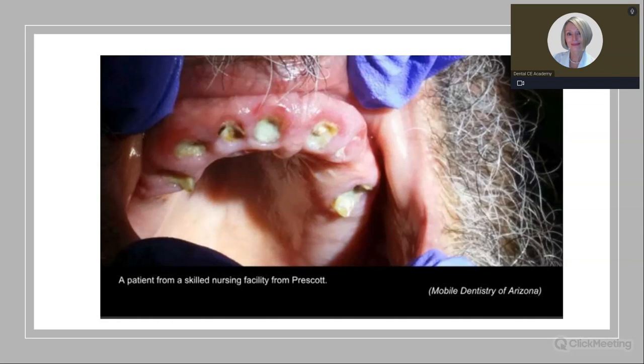So this was a case in Prescott, Arizona. Again, these photos are from National Public Radio here. This was a patient who entered a facility with all of their dentition and an upper partial denture. And this is what they looked like about 2 years later from xerostomia.